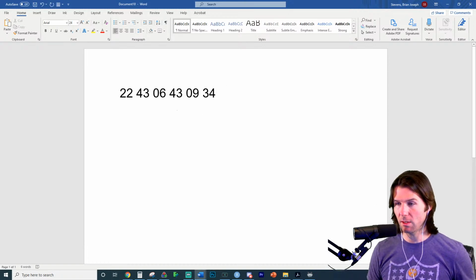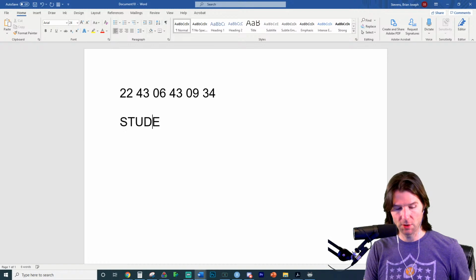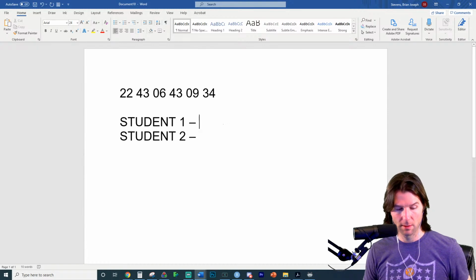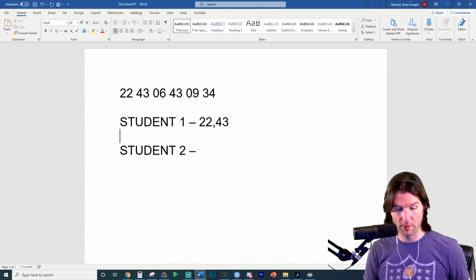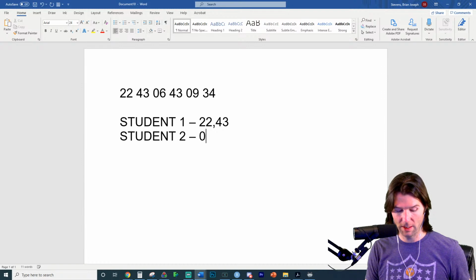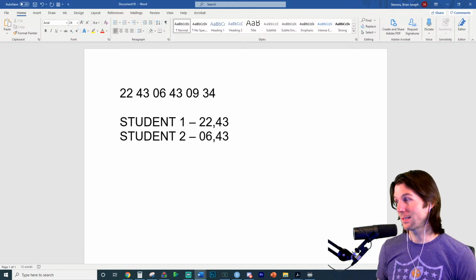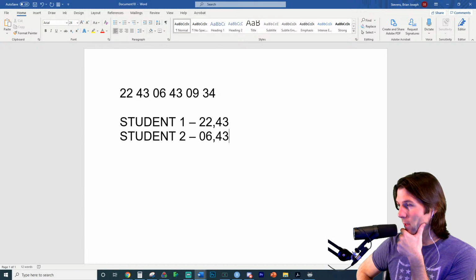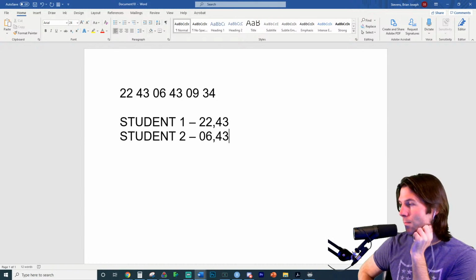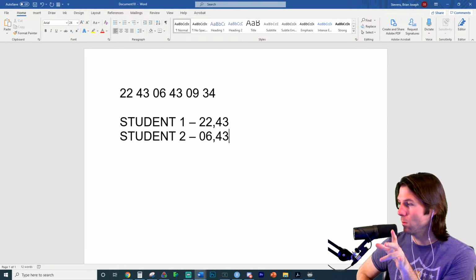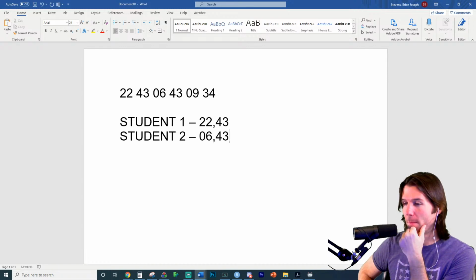So now we have our list of numbers right here, and we go to student 1 and student 2. Student 1 is going to immediately get 22 and 43. Student 2 is going to get 0, 6 and 43. Someone stop me. What's going on? What's the teacher going to say right here? If you notice something right here, what's the teacher going to be like, ooh, wait a minute here.